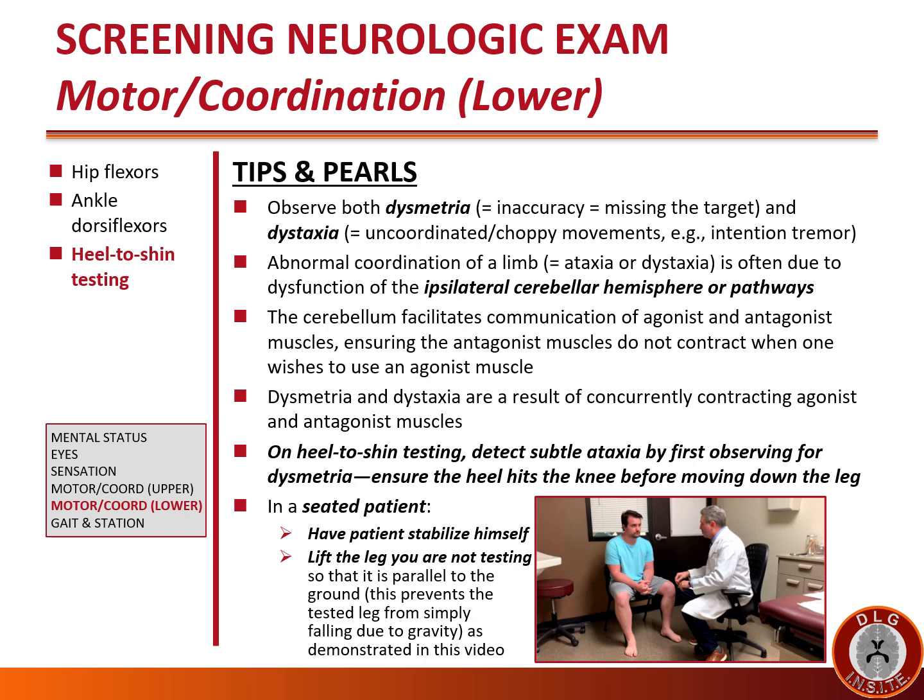So on heel to shin testing, detect subtle ataxia by first observing for dysmetria. Ensure the heel hits the knee before moving down the leg. Please note, in a seated position, one must have the patient stabilize himself, then lift the leg you are not testing. You lift the leg you are not testing so that it's parallel to the ground. This prevents the tested leg from simply falling down due to gravity, as demonstrated in this video.